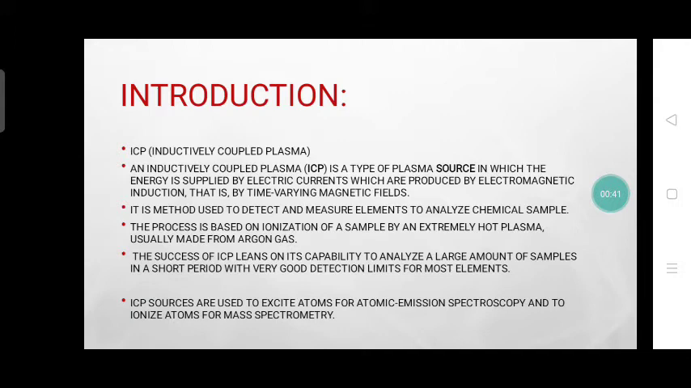The process is based on ionization of the sample by an extremely hot plasma, usually made from argon gas. Other gases can also be used, but due to contamination, only argon gas is used. Contamination in the gas might quench the torch, hence only argon gas is used. The success of ICP rests on its capability to analyze a large number of samples in a short period with very good detection limits for most of the elements. ICP sources are used to excite atoms for atomic emission spectroscopy and to ionize atoms for MS, that is mass spectroscopy.